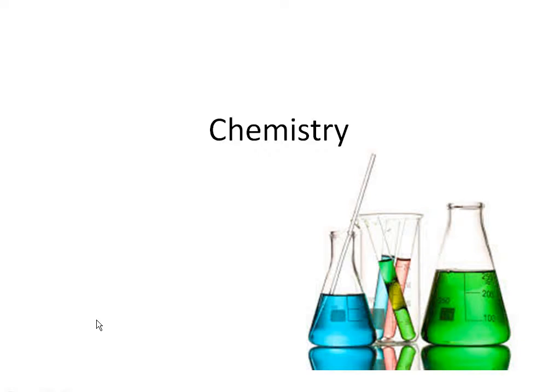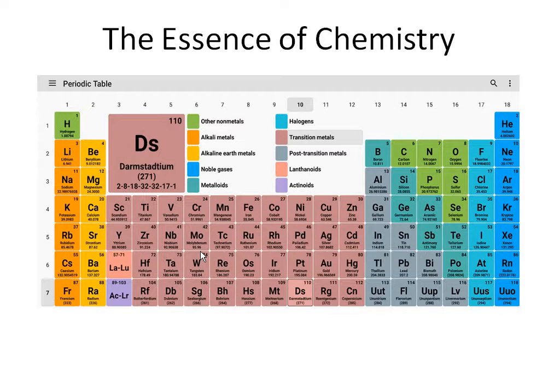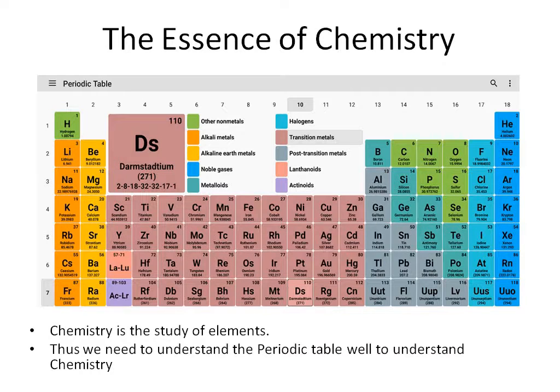To understand the chemistry, we first have to understand the periodic table. This is the periodic table. As we can see, there are many elements. There are about 118 elements.